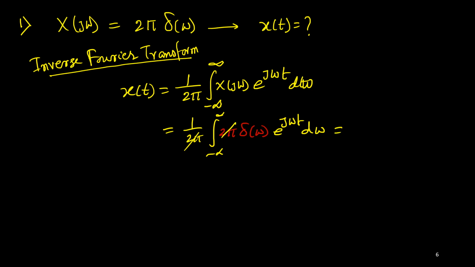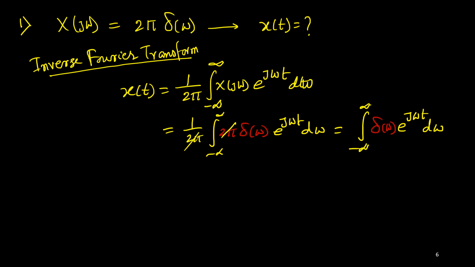Next, this becomes simply del of omega times e to the power j omega t d omega. You know that whenever a del function is multiplied with any function, because this function will exist at omega equal to 0 only, we can put omega equal to 0 in this function, because for omega not equal to 0 every time this value is 0, so there is no meaning to consider this signal.